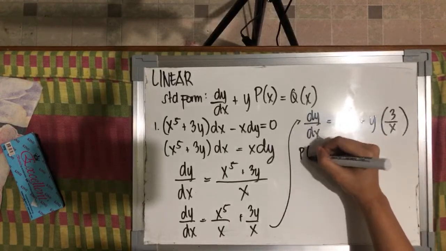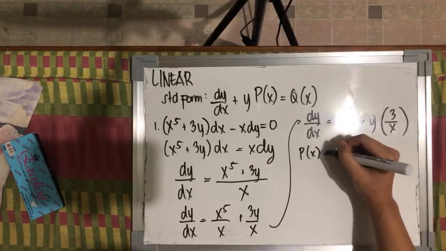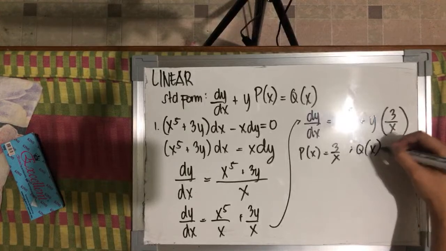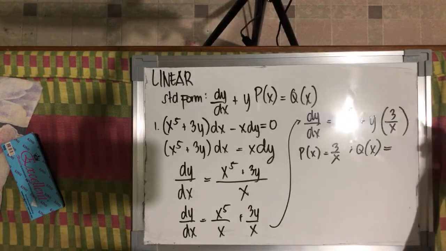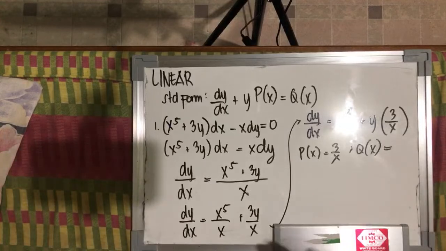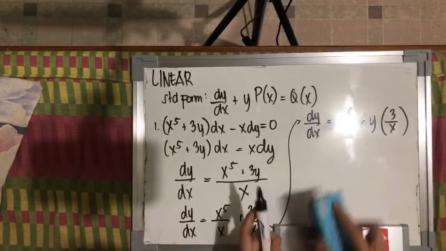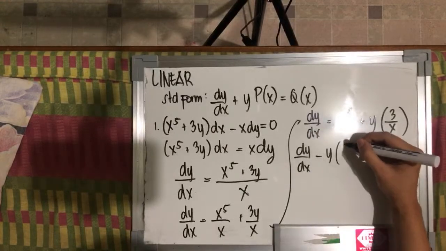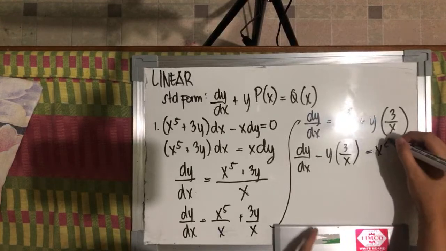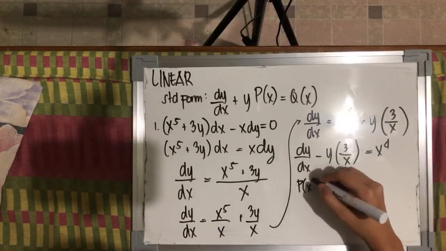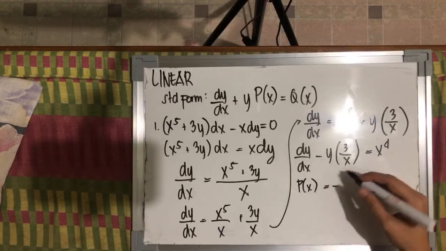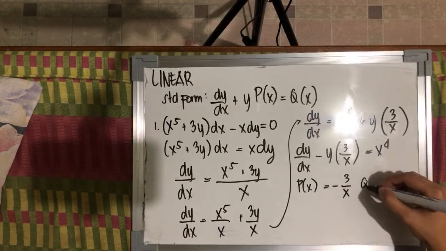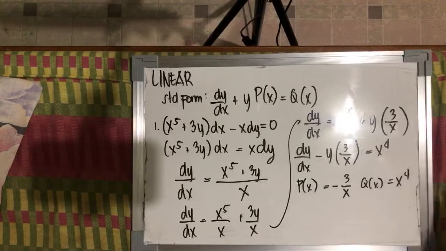So, my p of x here is 3 over x, and my q of x here is... wrong. I still need to transpose it. So, dy over dx minus y times 3 over x is equal to x raised to 4. So, my p of x is negative 3 over x, and my q of x is x raised to 4.